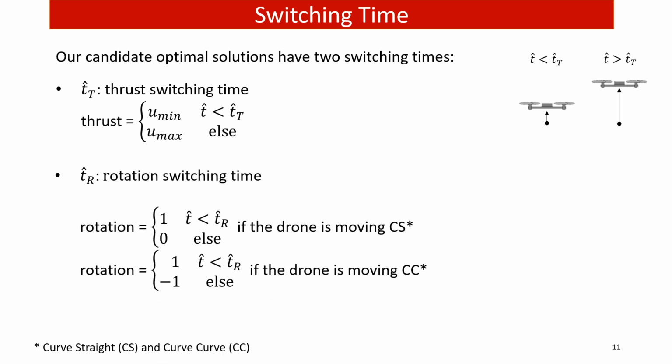2. Rotation switching time TR hat. If the system is CS, the drone rotates clockwise when T hat is less than TR hat, and moves straight when T hat is greater than TR hat. If the system is CC, the drone rotates clockwise when T hat is less than TR hat, and rotates counterclockwise when T hat is greater than TR hat.